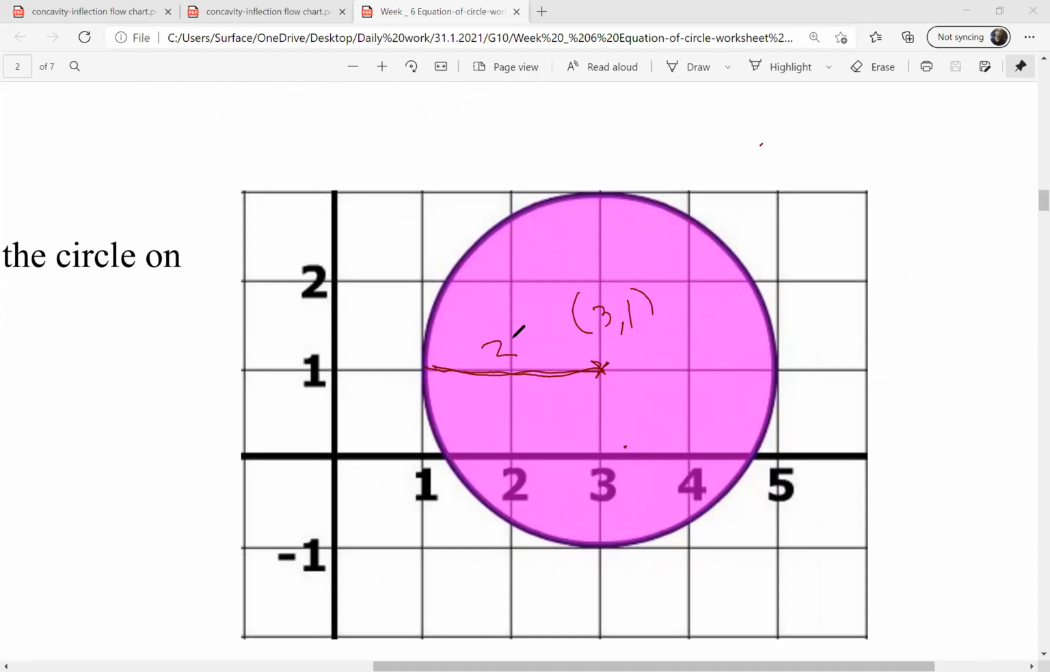So the equation will be x minus... can you solve with me? (x minus 3) squared plus (y minus 1) squared equals 4, which is the square of the radius. Okay, another one.